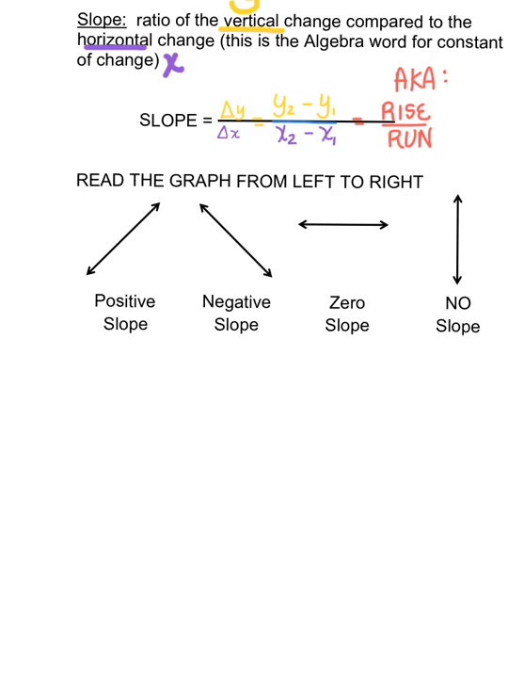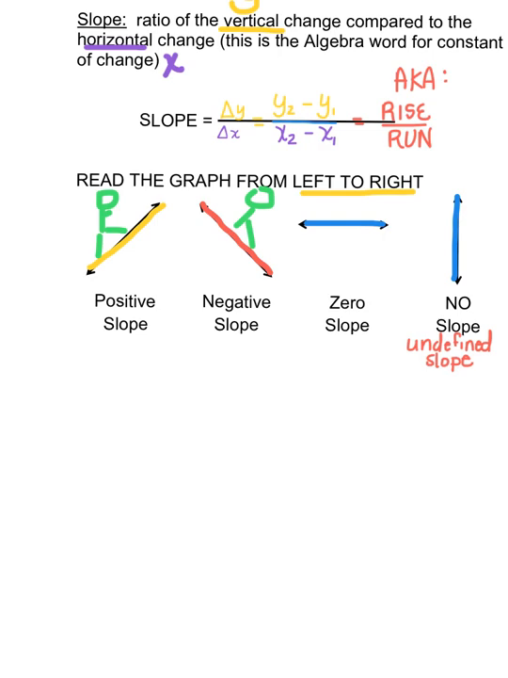There are 4 types of slope. There's a positive slope, someone going up the mountain. Now remember, you're reading the graph from left to right. There's a negative slope, as if you're going down the mountain. There's zero slope. And finally, there is no slope, which we often say is undefined slope. There are many ways to help you remember these types of slope.